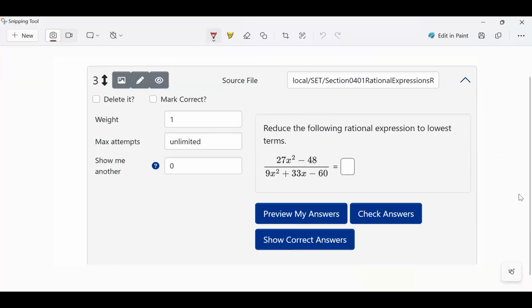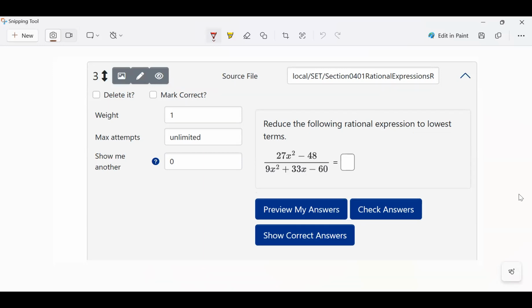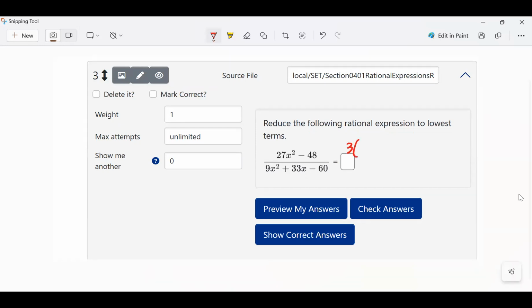So this is the question right here. So basically, first thing you're going to factor the top, right? And to factor the top, we're going to use factor by GCF. What will be the GCF here? Looks like 3, right? So you factor out the 3. So it will be 9x squared remains, and it will be 16 over there. Okay. And the bottom, we're also going to factor out the 3, right? GCF is 3. And then we're going to get 3x squared, adding 11x, and minus 20.